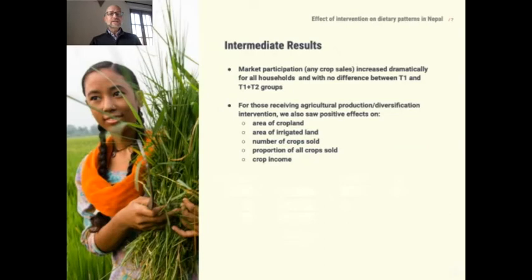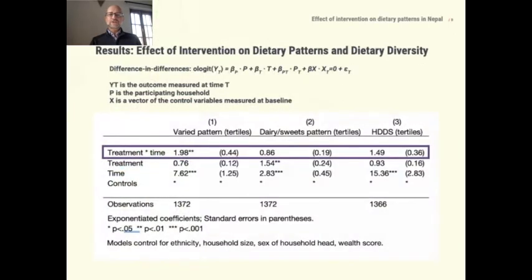Now, to understand effective changes in market access, we did look at market participation, which increased dramatically and by the same amount between treatment and comparison groups. For those households getting the T2 intervention, we also saw expected positive effects on a range of intermediate variables, which suggests that it did successfully promote agricultural production diversity and sales above and beyond the marketing intervention.